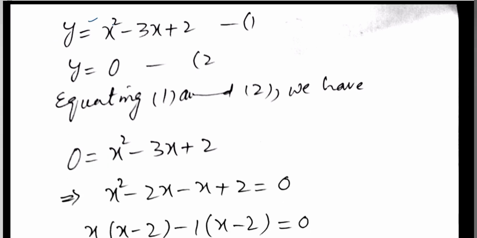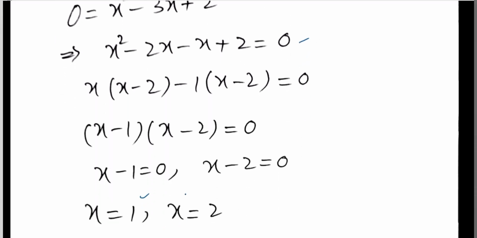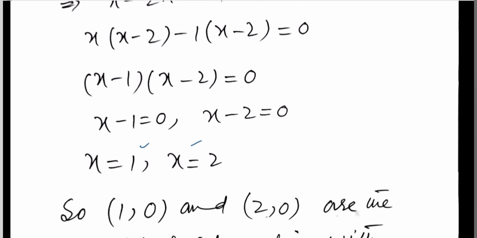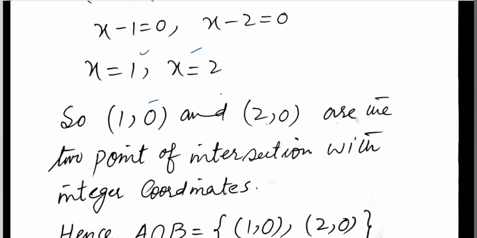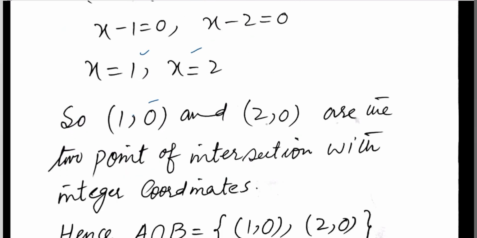This is my curve y is equal to x square minus 3x plus 2 and this is the line y is equal to 0. By equating 1 and 2, or by just putting the value y is equal to 0 from equation number 2 into 1, I have a quadratic equation x square minus 3x plus 2. By using factorization, I have two values of x. One is x is equal to 1 and the other is x is equal to 2. So x is equal to 1 and y is equal to 0. There is no need to find the value of y because y is already equal to 0 here. So these are the points of intersection. First is (1, 0) and second is (2, 0), the two points of intersection with integer coordinates.